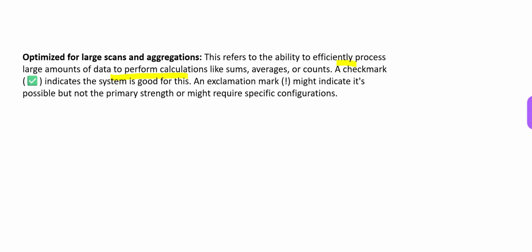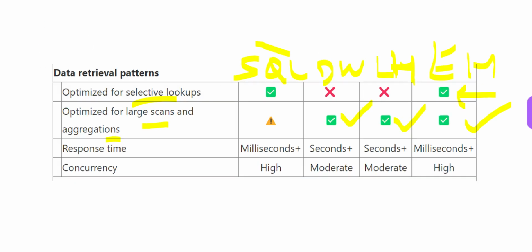So if we try to see what this actually means, it is the ability to efficiently process large amounts of data. For what? Why are you processing that? For performing calculations like sum, average, counts. So the checkmark indicates these systems are good at it. The estimation mark indicates it is possible, but it is not a primary strength. So for SQL, this means it is possible, but it is not the primary strength. Large scale: if you have very large data sets, do not store them in SQL.